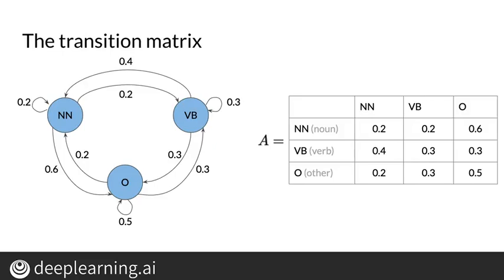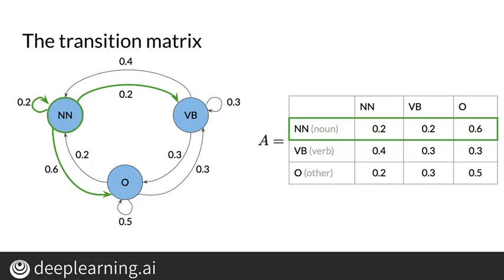A table is an equivalent but more compact representation of the Markov chain model, and this table is called a transition matrix. A transition matrix is an n by n matrix, with n being the number of states in the graph. Each row in the matrix represents transition probabilities of one state to all other states. For example, the first row represents the case where the current state is a noun. The columns represent the possible future states that might come next.